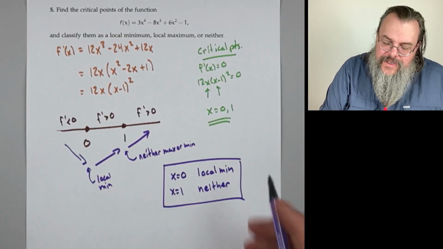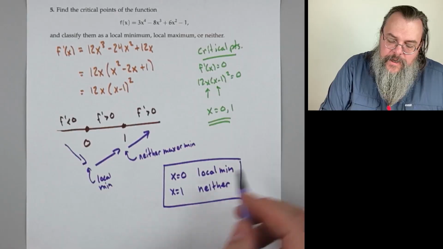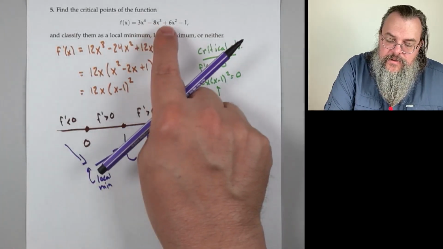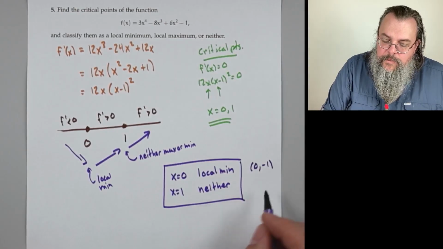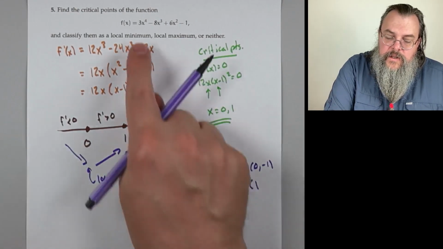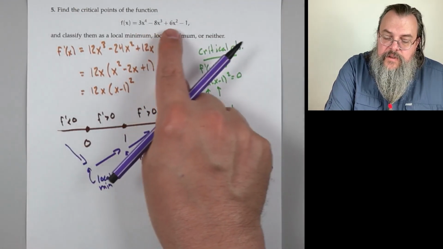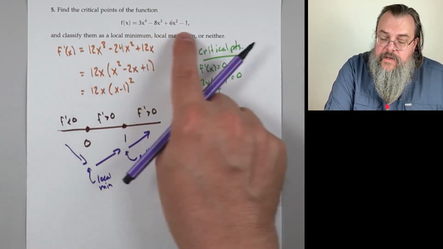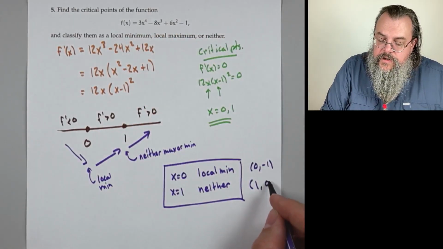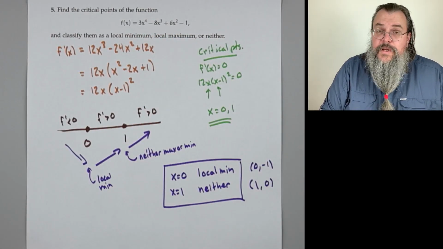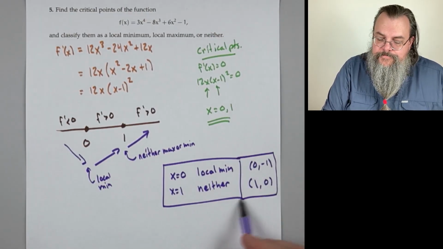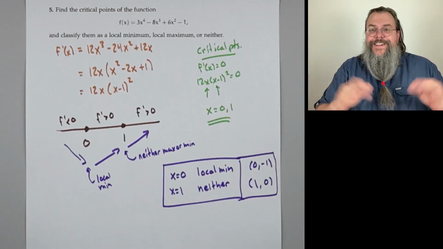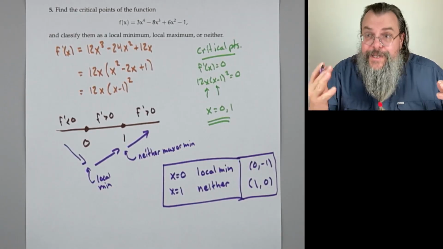If you wanted to, we can just mark what they are. When you plug in 0, you get 0, 0, minus 1. Okay, that's not so hard. 0, minus 1. When you plug in 1, you get 3, minus 8, plus 6, minus 1, so 9 minus 9 is 0. So (0, minus 1) and (1, 0) would be the xy version of the points. Okay, we're done. On to the next problem.